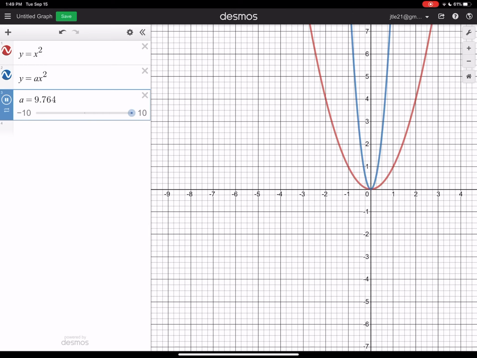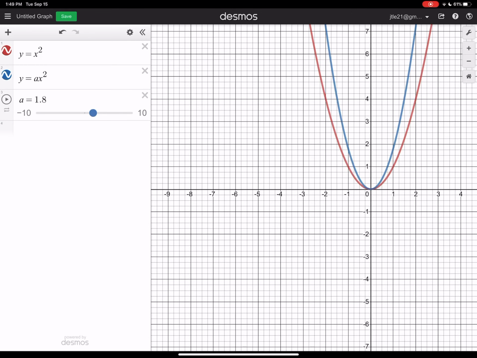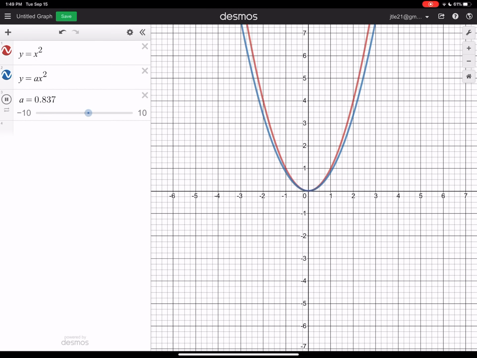So let me speed this up so that we're a little bit closer. So right now we're at 1. I want you guys to pay attention to see what happens when A goes negative. So right now A is 0, and then now A is negative. What just happened there? What do you notice?